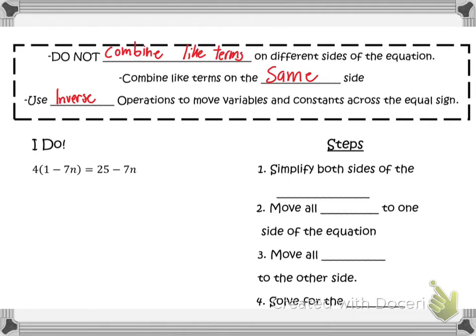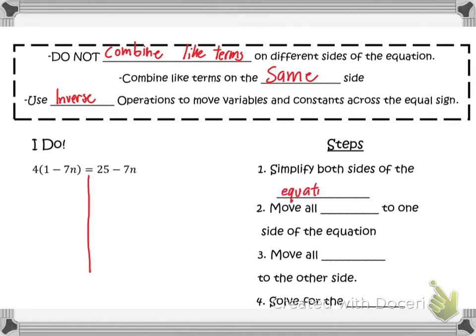And we're going to start off with an I do. I have some steps on the side to help us break it down. So for the I do, I have 4 parentheses 1 minus 7n parentheses is equal to 25 minus 7n. Go ahead and draw this big line down the middle. In moments, I'm going to simplify both sides of the equation.